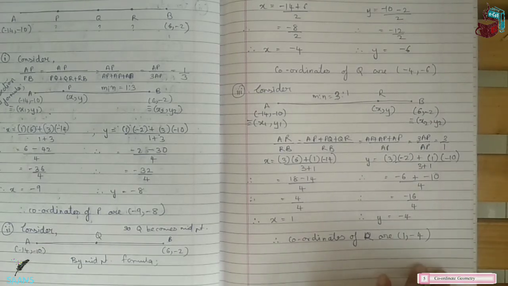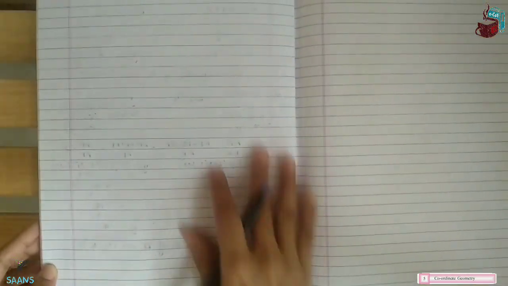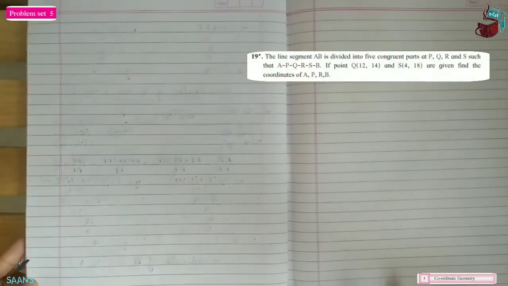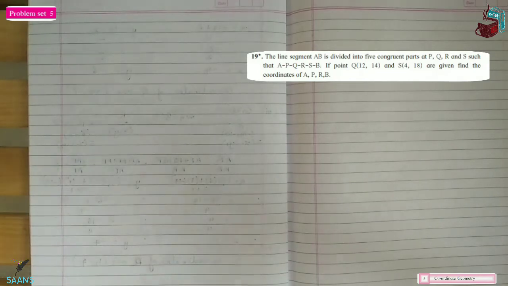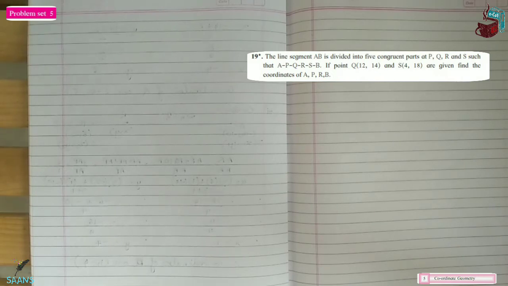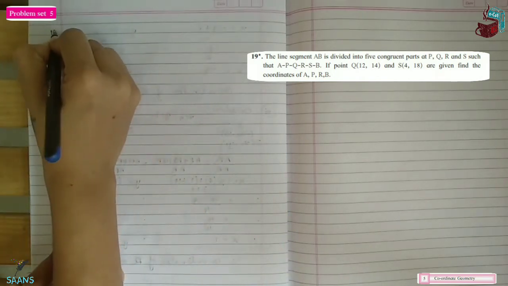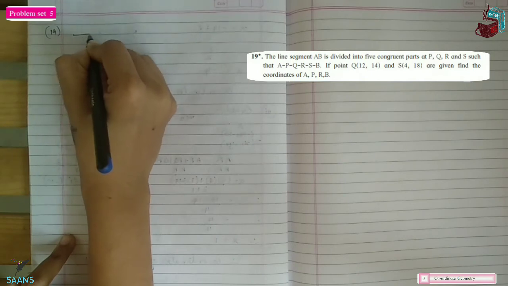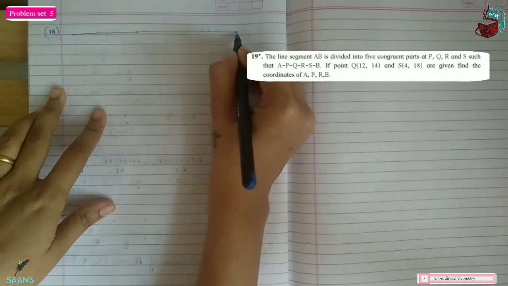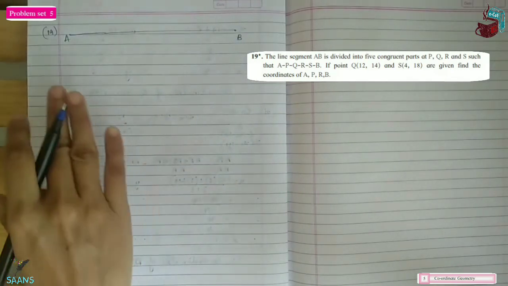Okay, this video has gone a little long, but yes, let's take the last sum without further ado. It's very similar, so I don't want to leave it out. Problem set 5, sum number 19. Here they have given that line segment AB is divided into 5 congruent parts, so they are saying AB is divided into 5 equal parts.